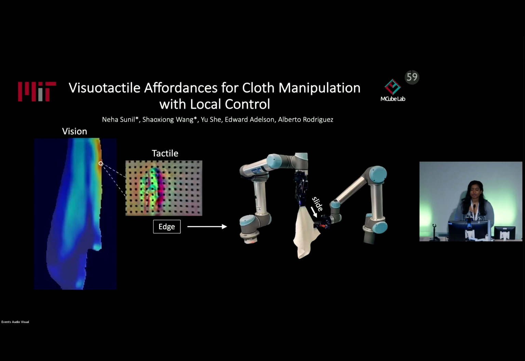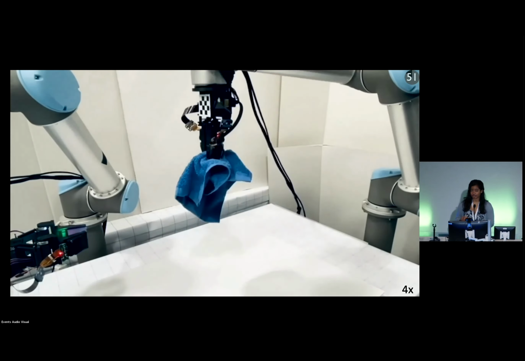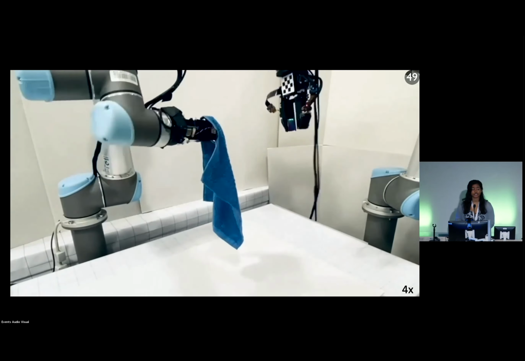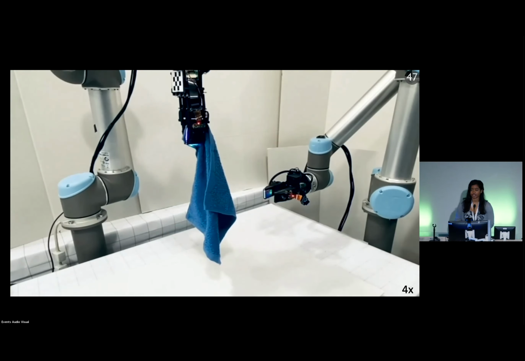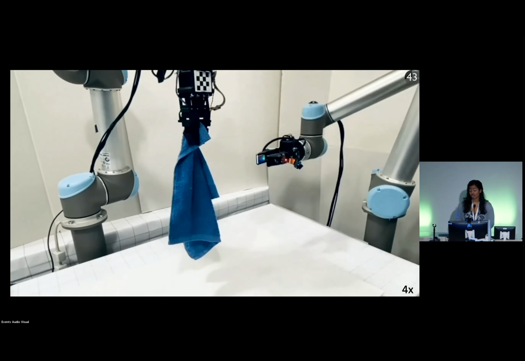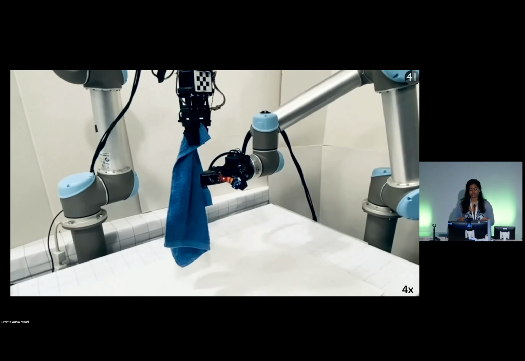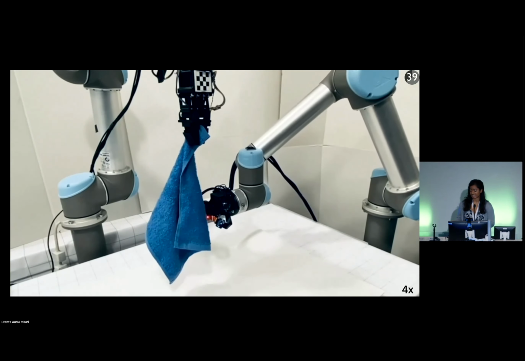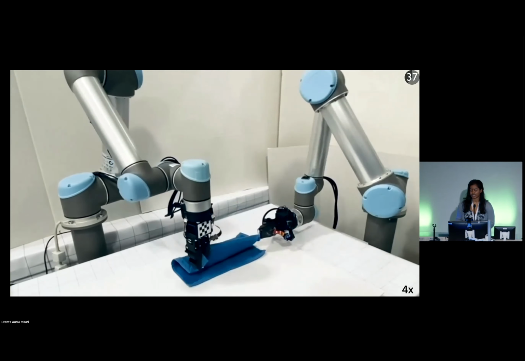Hi, everyone. I'm going to be presenting our work on visuotactile affordances for cloth manipulation with local control. Here, in this work, we first pick up a towel from the ground, grab a corner, and then use our visuotactile affordance network in order to grab an edge in order to slide all the way to the adjacent corner. Once we've grabbed adjacent corners, we can do downstream manipulation tasks like folding and unfolding.